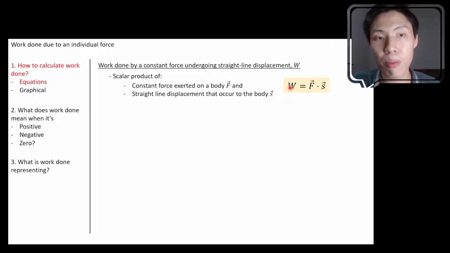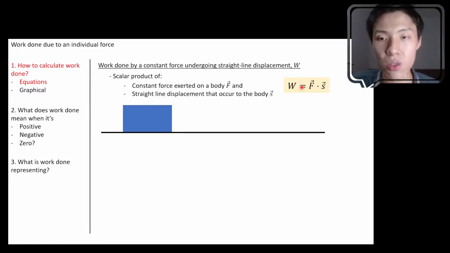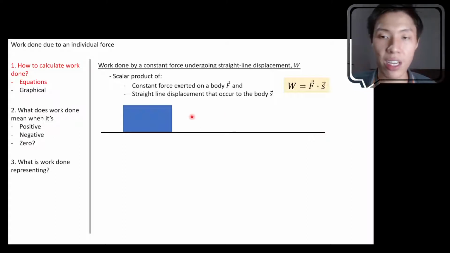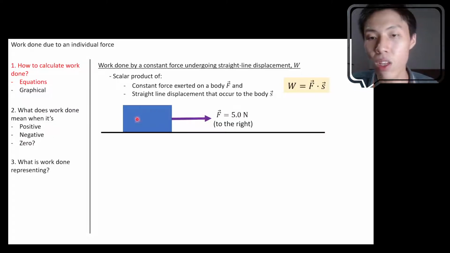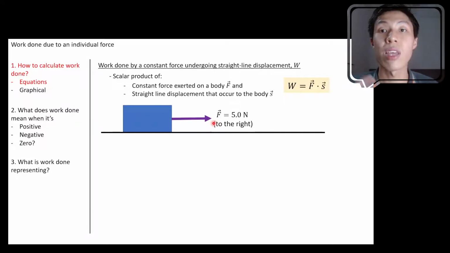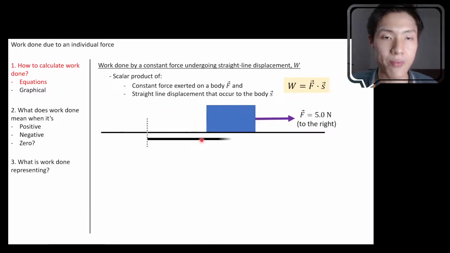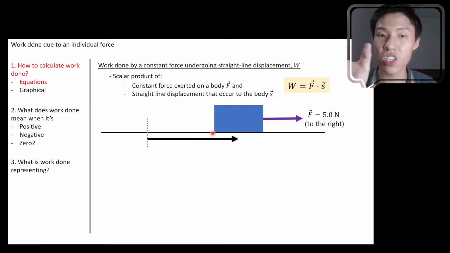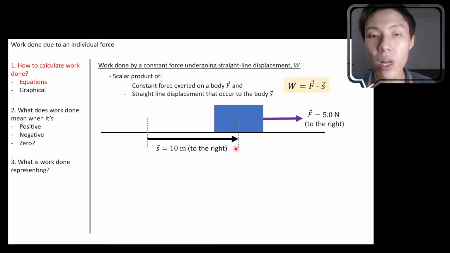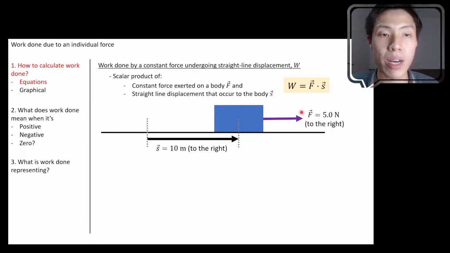So let's try to apply this equation in an example. Let's say today here I have a block and I place it on some kind of floor. Then, me being too boring, I exert a force of 5 Newton onto the block to the right. So I push the block using a force of 5 Newton to the right. And because I'm pushing the block, the block experiences a displacement to the right. Let's say the block was initially not moving, then it moved to the right because of my push, and let's say it moved for a distance of 10 meters. So now let's say you want to determine the work done by me, by this force over here.